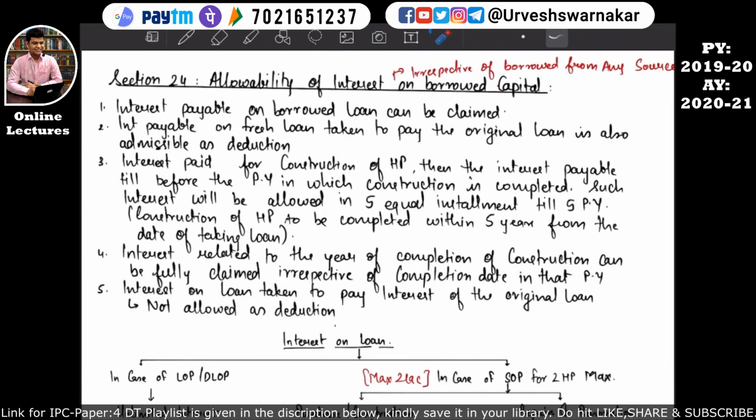So let's read this section 24 again so that things will get revised as well as you can understand what I am doing. Point number 3 is saying interest paid for construction of the house property, then the interest payable till before the previous year in which the construction is completed, till before the previous year.